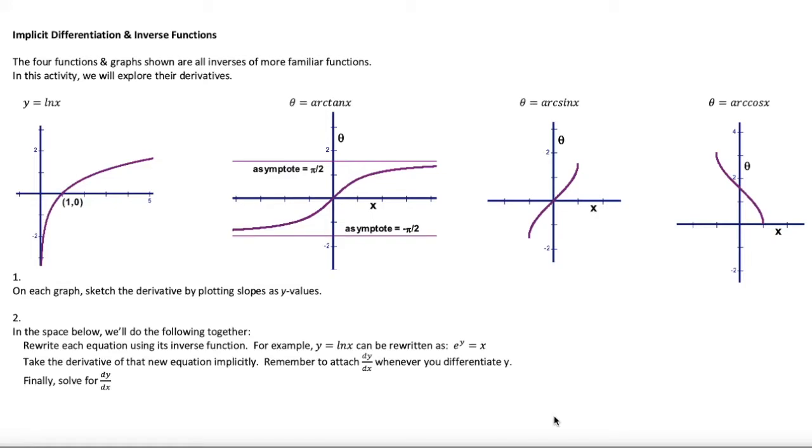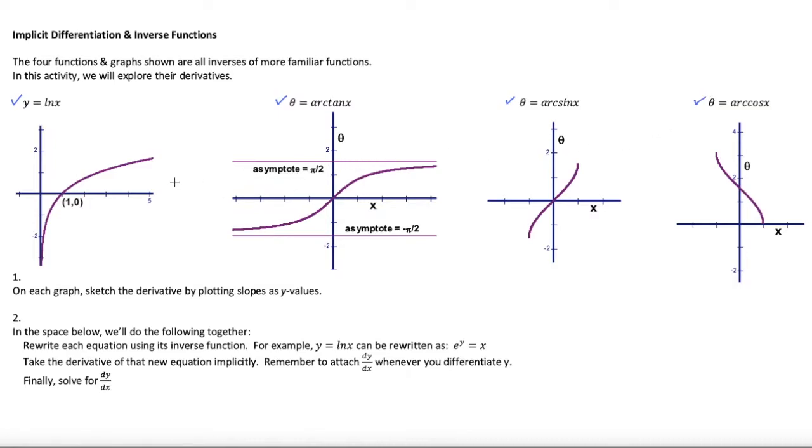Let's take some time now to use implicit differentiation to figure out the slopes along some inverse functions. And the four inverse functions I want to work with today are the natural log of x, which is the inverse of e to the x, the arctangent function, which is the inverse of tangent, the arcsine function, which is the inverse of sine, and then finally the arccosine function, which is the inverse of cosine.